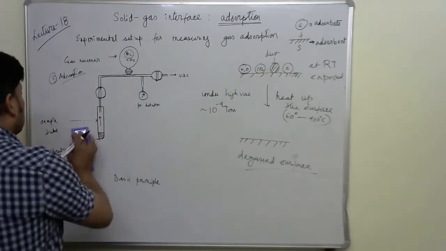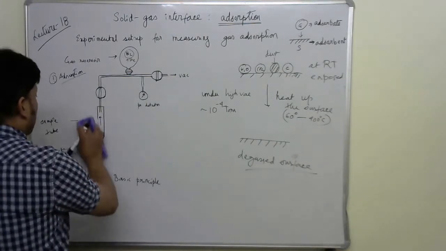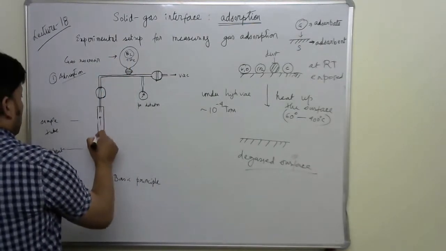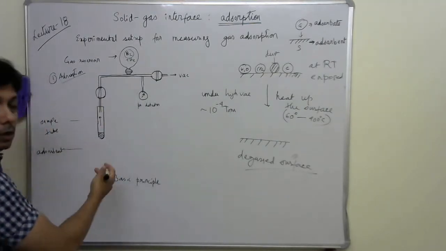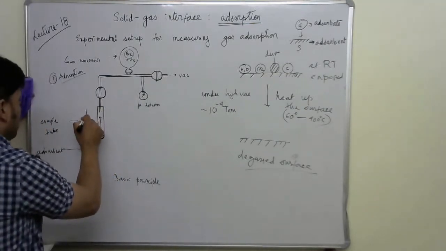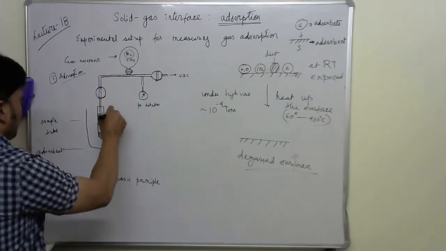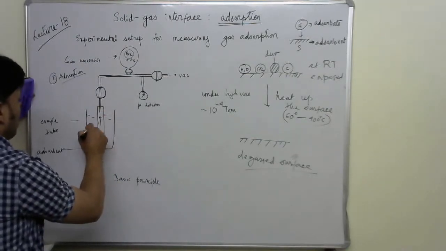That means before the opening of the gas reservoir, the entire sample tube, containing the sample, has to be dipped in a liquid nitrogen container.